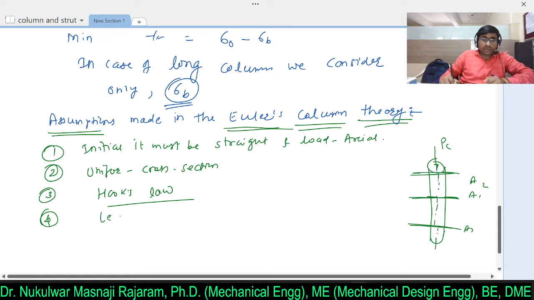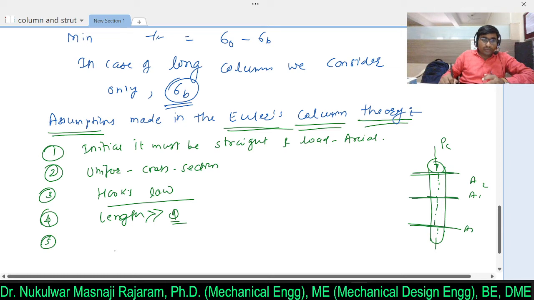Now the fourth assumption is the length of the column is very large as compared to the lateral dimension. As we consider the long column, whatever the length of the column is, it must be very large compared to the lateral dimension. As I have considered a cylindrical column, the diameter must be far less than the length. Simple.